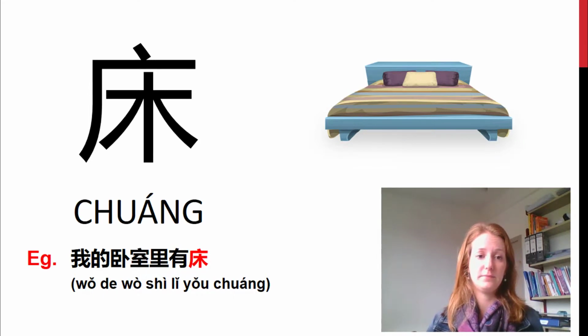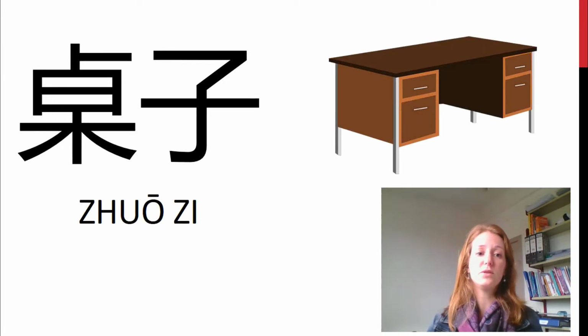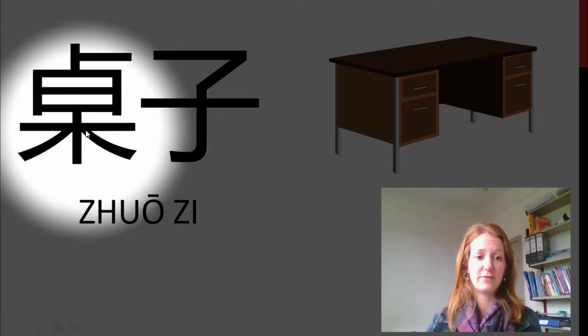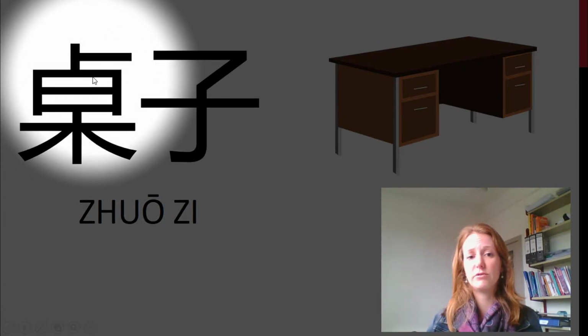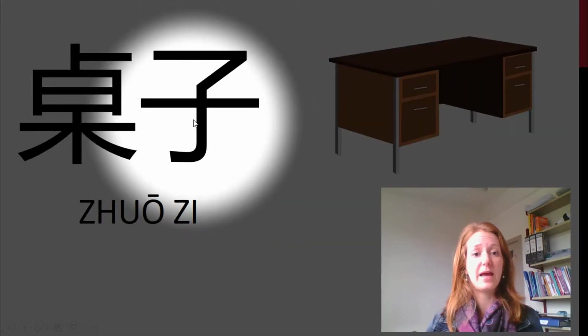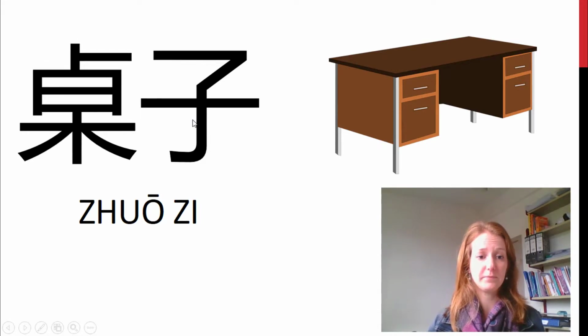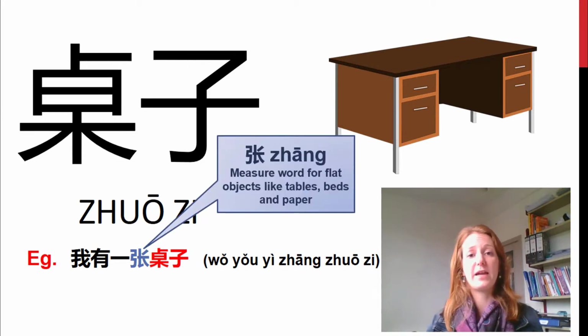这是什么?这是桌子. 桌子. Table or desk. So at the bottom here we have the wood radical. Have a think about how you can remember this part to remember that it is a desk or a table. The z here, remember we add those sometimes to nouns. 我有一张桌子. I have one table. Now this 张 is a measure word for flat objects like tables, beds, and paper.